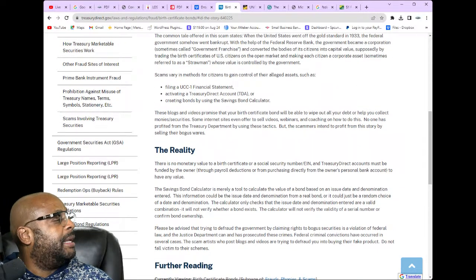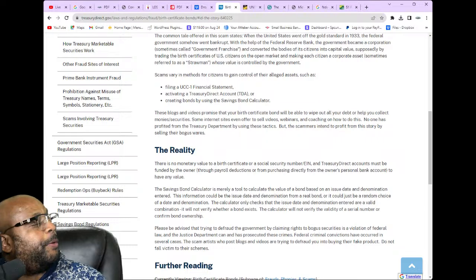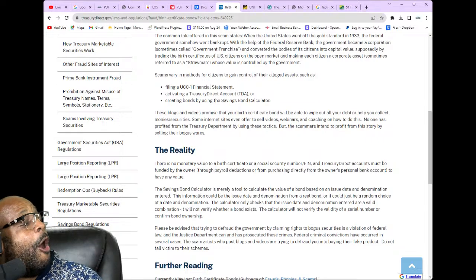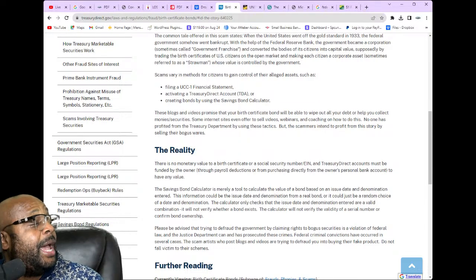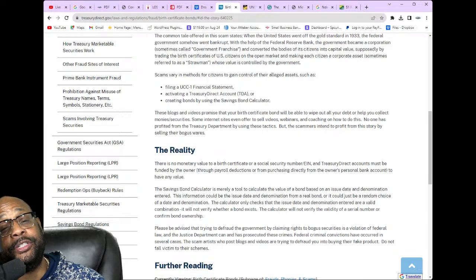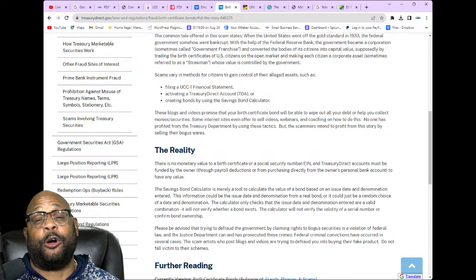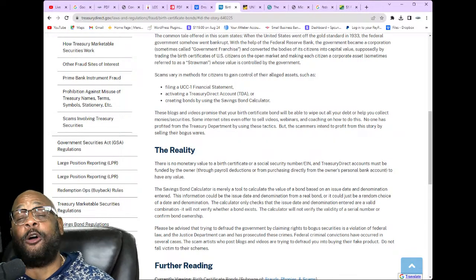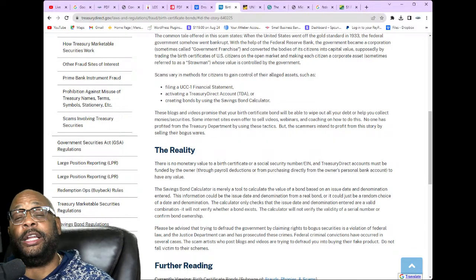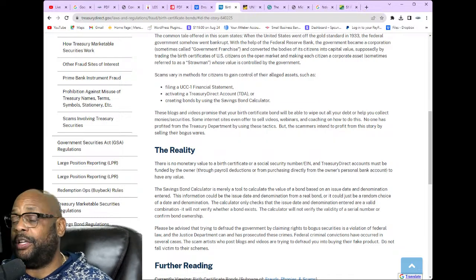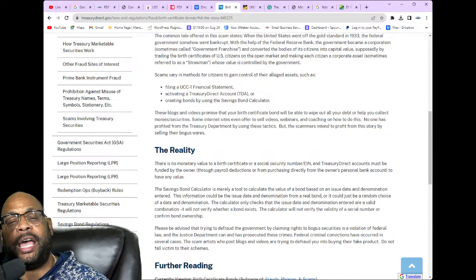It says, the blogs and videos promise that your birth certificate bond will be able to wipe out all of your debt or help you collect money and securities. I don't make any promises to collect monies and securities, and I definitely don't promise to wipe out all of a person's debt, because there's only a certain amount of debt that can be discharged. It's not wiping it out, it's setting it off. Let me explain a set off to you, because you're not paying for anything. A set off involves two different transactions.